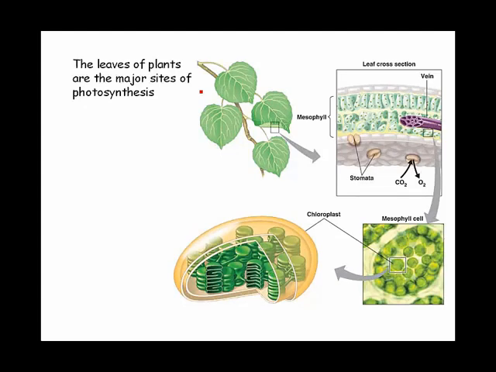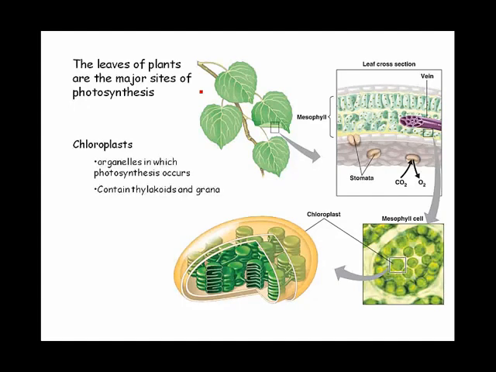The chloroplast, we did introduce their structure back in chapter 6. But if we point out the structures of the chloroplast again, we want to keep these in mind as we go throughout the process, because we will be talking about specific reactions taking place in specific locations of the chloroplast. The chloroplast is a structure that has 3 membranes.